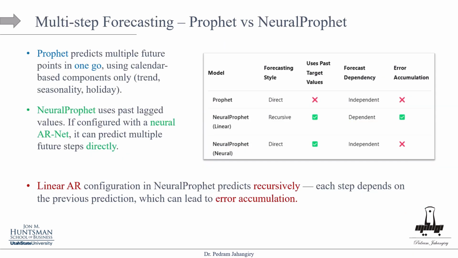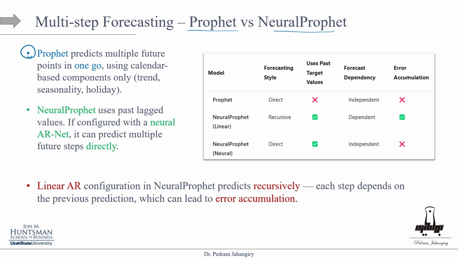All right, now I want to take some time and talk about multi-step forecasting when we're using Prophet versus NeuralProphet. Because in both of the papers, I noticed that the authors are not specifically talking about these things. And I just wanted to make sure that you're following what's going on with that, right? So let's start with Prophet.